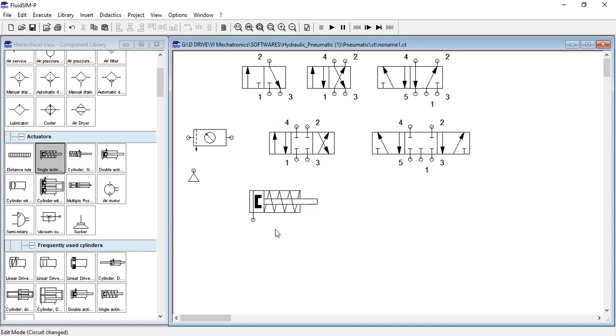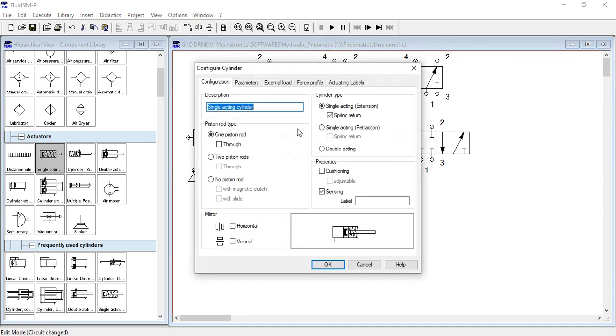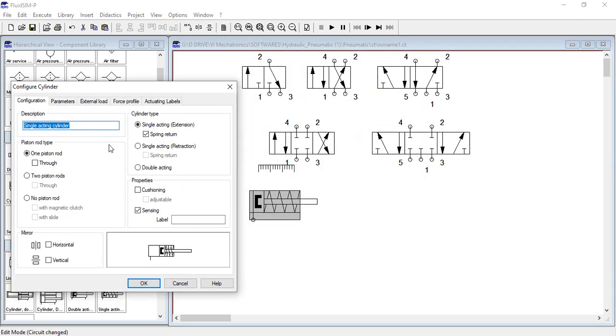Okay. Now again, can we configure this? Yes, the answer is yes. And how? Just double click on it, and single acting cylinder, here spring return is given. So yes, spring return. Nothing has to change here actually. Most of the things are common, so nothing has to change. Just see whether it is spring return, extension or retraction. Normally it is extension that we are using in our kits.